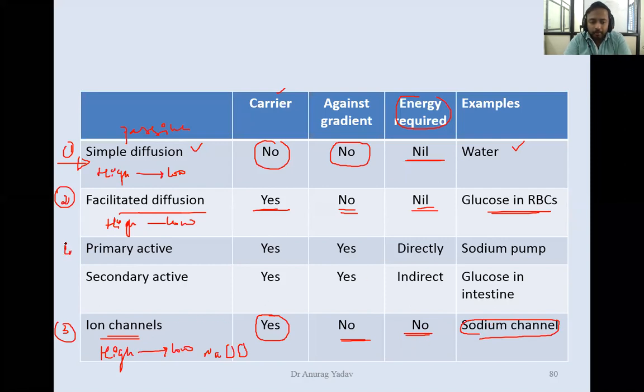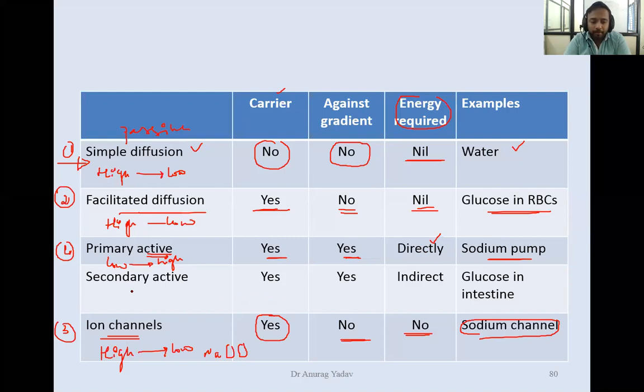Next, fourth type, primary active transport. Does it require carrier protein? Obviously, yes. Is it against the gradient? Yes. It is occurring from low concentration to the high concentration area. Is energy required? Yes. Directly energy is utilized. Example, sodium potassium pump or sodium pump.